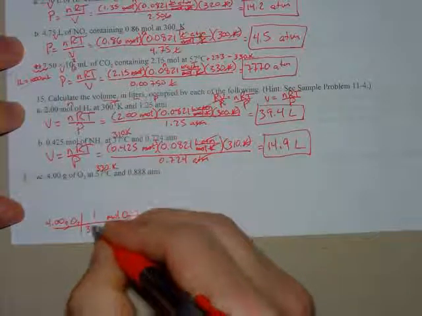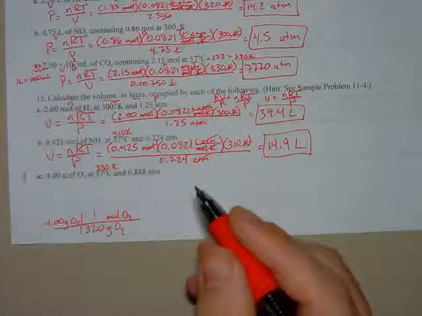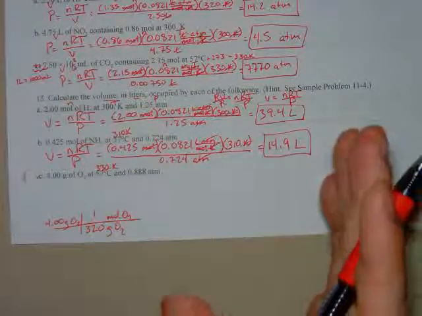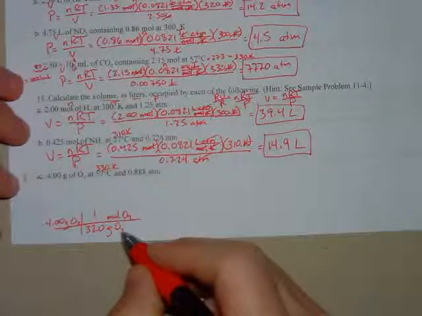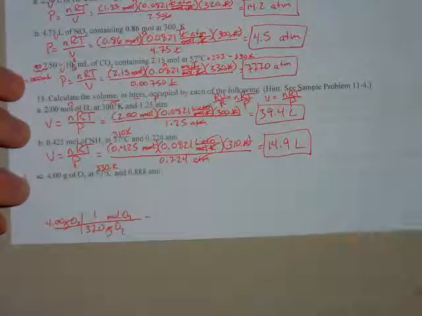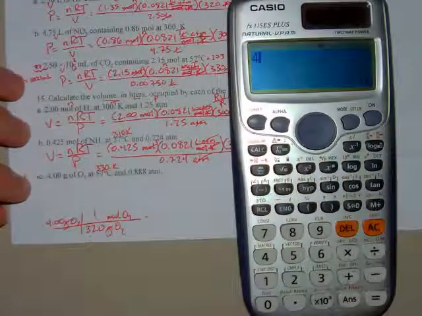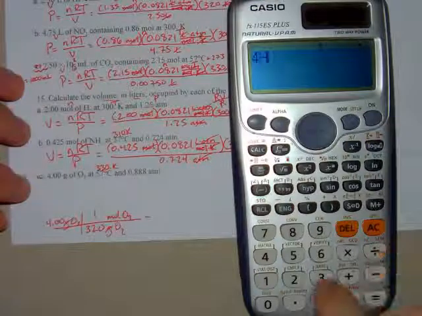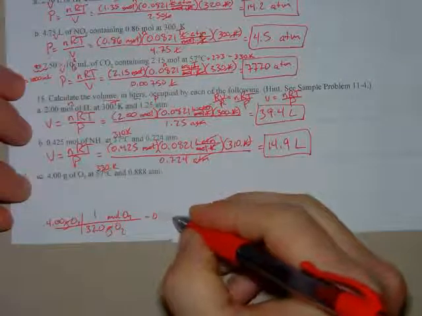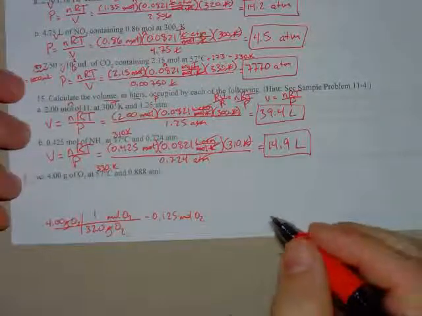For every 1 mole of O2, I have 32 grams of O2, because if you look at your periodic table, oxygen is 16.0 grams per mole, or you can say 15.999. But there are 2 oxygens here. It's an O2 molecule, so we need 32 grams. So grams cancels with grams, and 4 divided by 32, we end up with 0.125 moles of O2. So that's what I'm going to plug in for my n value.